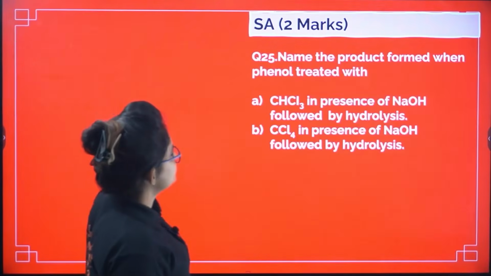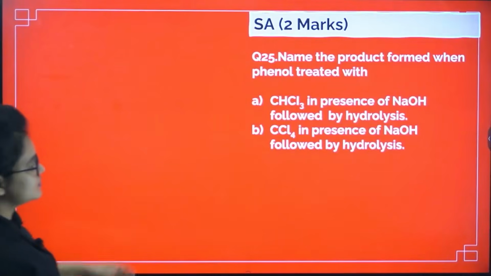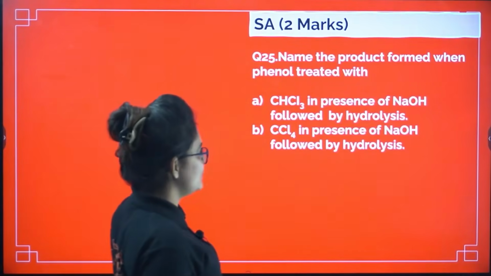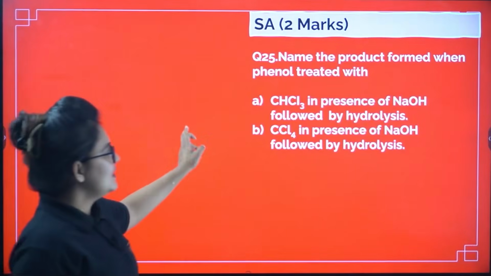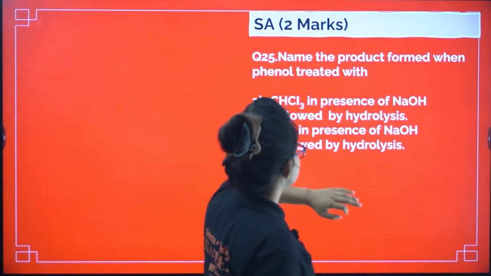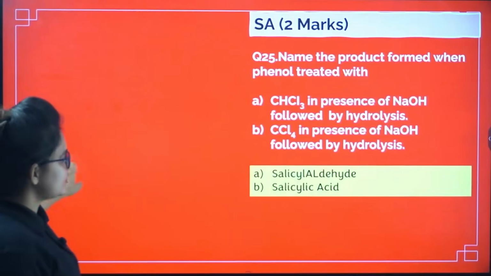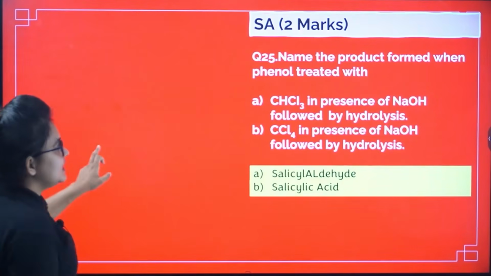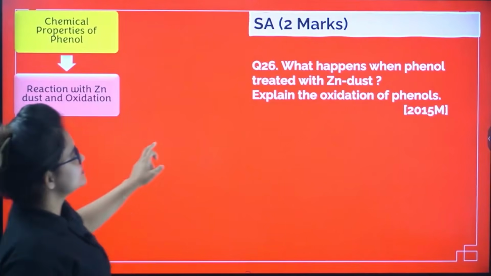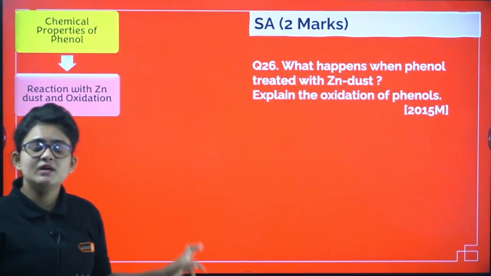Okay, let's proceed. Name the product formed when phenol is treated with chloroform in presence of NaOH. Just now we did this reaction. We will end up with salicylaldehyde. Next, CCl4 in presence of NaOH followed by hydrolysis. In that case also we will get salicylic acid. Let's proceed. What happens when phenol is treated with zinc dust? Phenol is treated with zinc dust, you will get benzene.